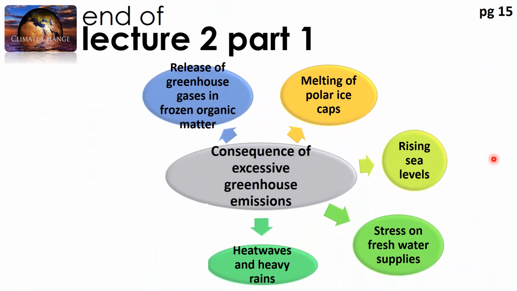So with that, I have covered the environmental consequences of excessive greenhouse gas emissions. Okay, we first looked at the melting of polar ice caps, followed by the rise in sea levels. Okay, and then we looked at the effects on the thawing of permafrost. Okay, and then after that we looked at the stress on freshwater supplies, and lastly the increased frequency and intensity of heat waves and heavy rains.